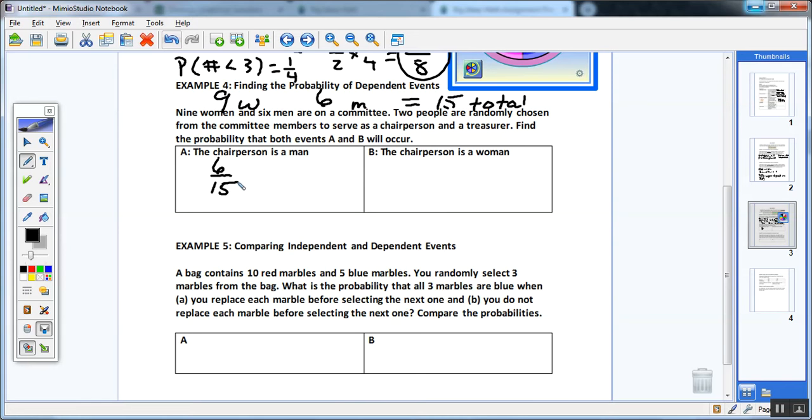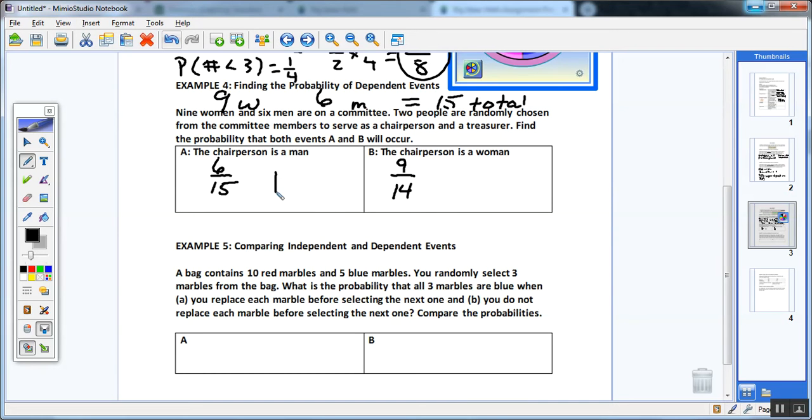Guys, here's the deal. How many people were standing up here when they chose them? 15. And of the 15, 1 man left in event A. So there's 14. The first person to walk out was a man, so now how many people are left up there? 14. Of which, how many of those 14 left are still women? 9. So the chairperson in event B is a woman. What's the probability that that's going to happen? 9 out of 14.